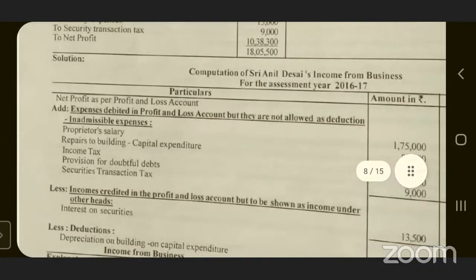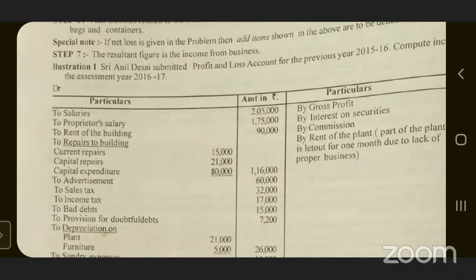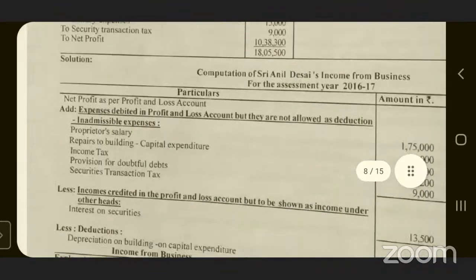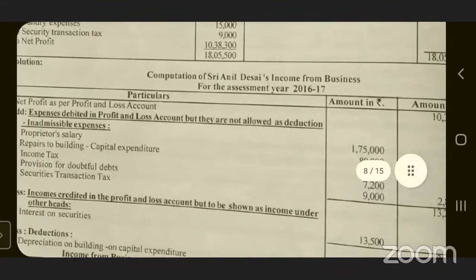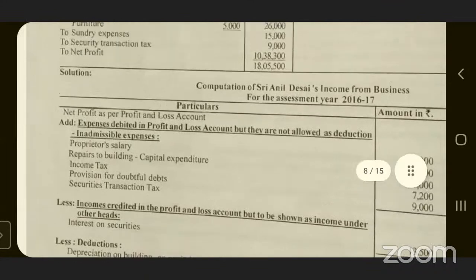So add expenses debited in profit and loss account, but they are not allowed as deductions. Proprietor's salary is undoubtedly inadmissible. Next one is any expenditure which is capital in nature cannot be admissible. Current repairs are allowed as admissible expenditure, but capital repairs are not. Capital expenditure is not admissible, so here we have taken capital expenditure also in the add items.